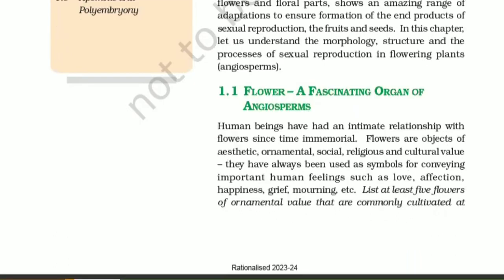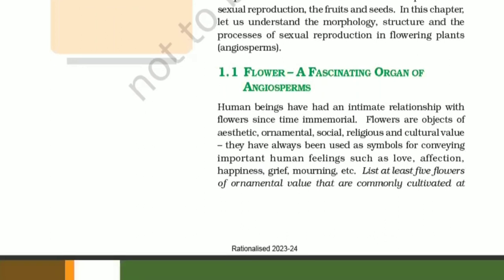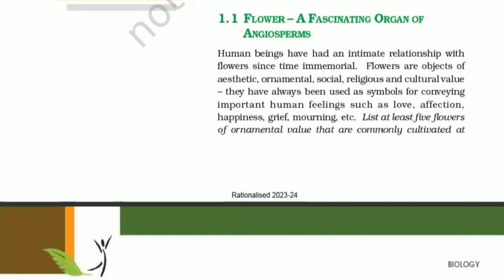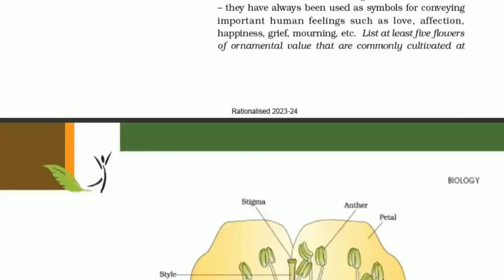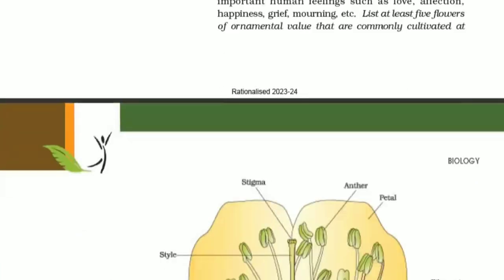1.1 Flower, a fascinating organ of angiosperms. Human beings have had an intimate relationship with flowers since time immemorial. Flowers are objects of aesthetic, ornamental, social, religious, and cultural value. They have always been used as symbols for conveying important human feelings such as love, affection, happiness, grief, mourning, etc.